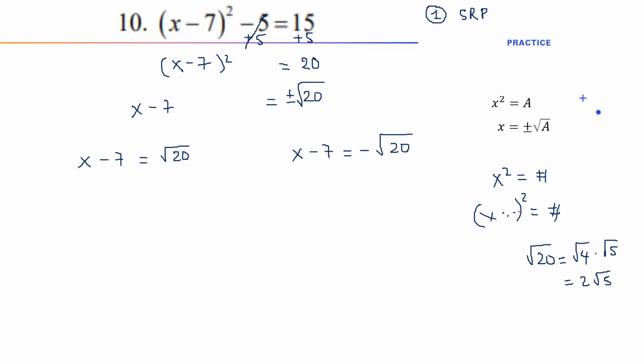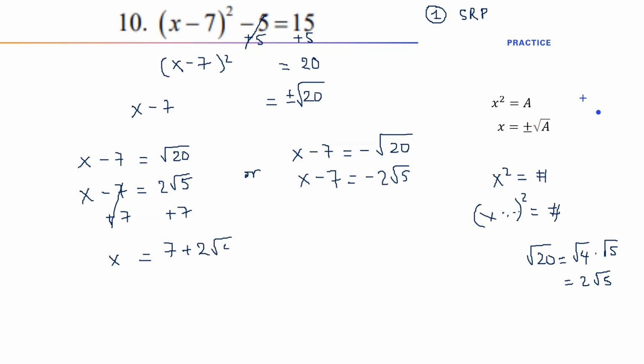So I can rewrite one more time, right? x minus 7 equals 2 square root of 5, and x minus 7 equals minus 2 square root of 5. For the first one, add 7 to both sides. Isolate x on the left-hand side. Right-hand side: 7 plus 2 square root of 5.